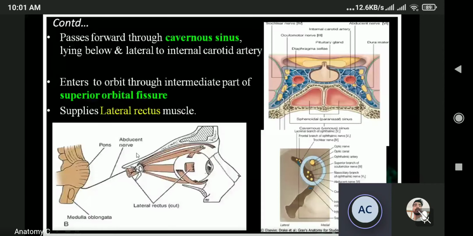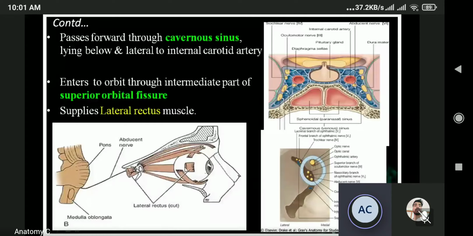Can you see the superior orbital fissure over here? And can you see the abducens nerve? It will pass through the intermediate area of the superior orbital fissure, enter into the orbit and supply the lateral rectus muscle. You can see this is the lateral rectus and this is the abducens nerve.